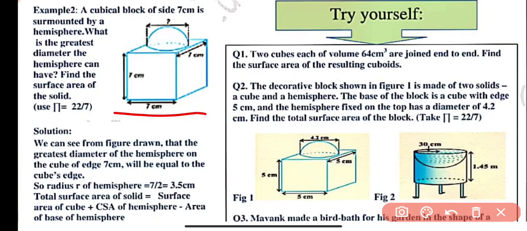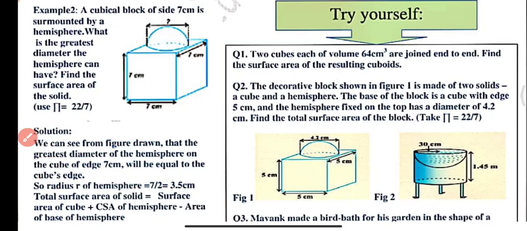So we are given a cubical block with the side 7 cm and a hemisphere that is mounted on the cube. So we are to tell what is the greatest diameter of hemisphere, and we all know that greatest diameter of hemisphere can be the edge of the cube, that is 7 cm. So we can see from the figure drawn that the greatest diameter of hemisphere on the cube of edge 7 cm will be equal to the cube's edge, that is the 7 cm. So diameter will be 7 cm of hemisphere. Now, radius of hemisphere will be 7 by 2, that will be 3.5 cm.